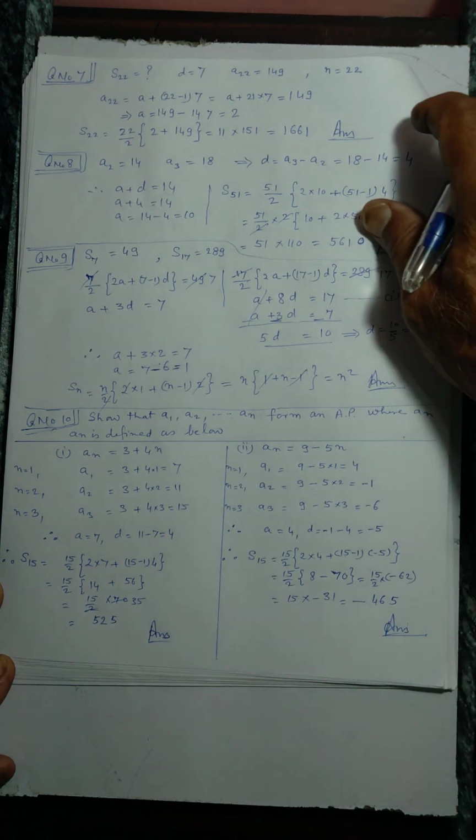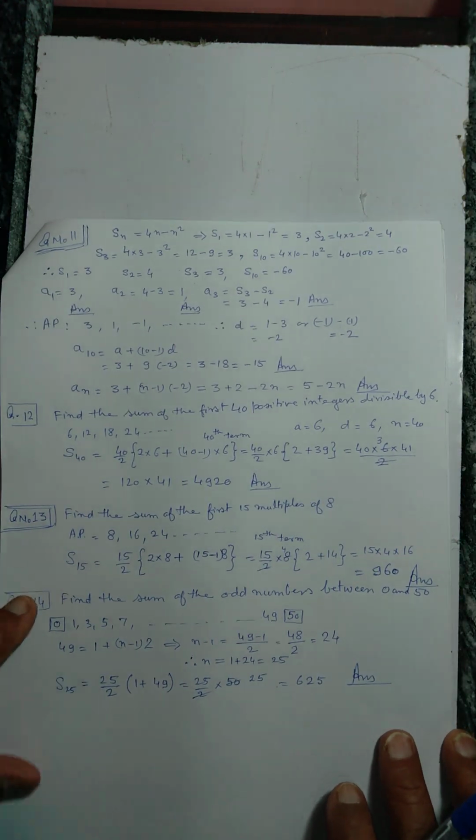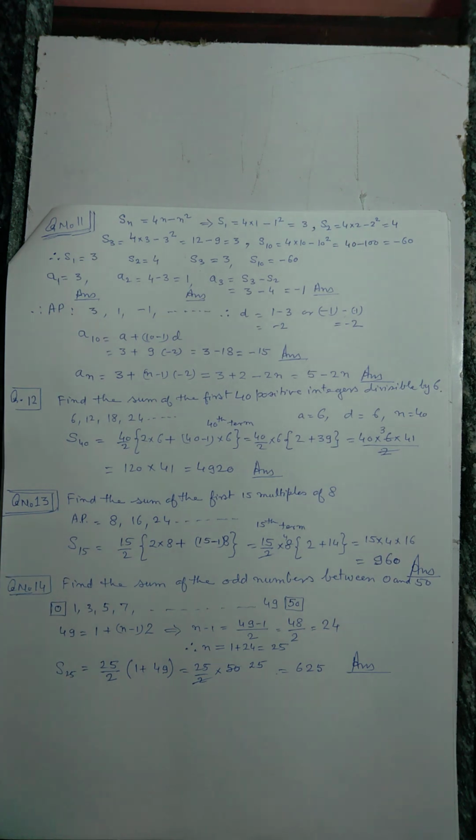Now we can proceed to question number 11. You see question number 11: if the sum of the first n terms of an AP is 4n minus n square, what is the first term, that is S1? What is the sum of the first two terms? Second, what is the second term? Similarly, find the third, the 10th and the nth term.